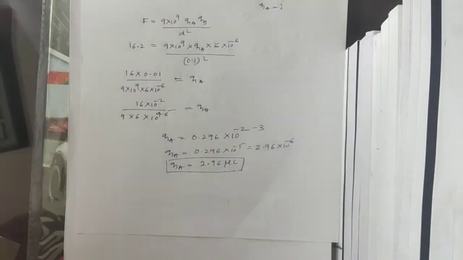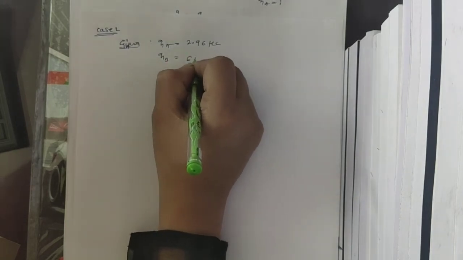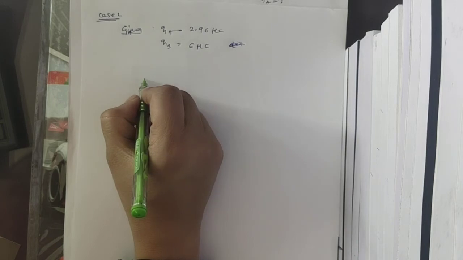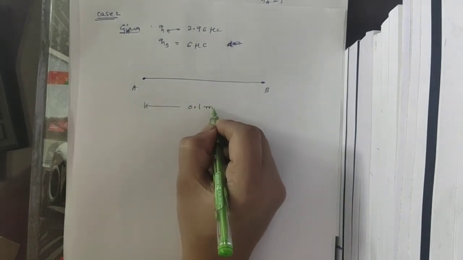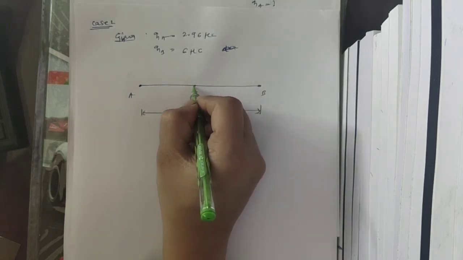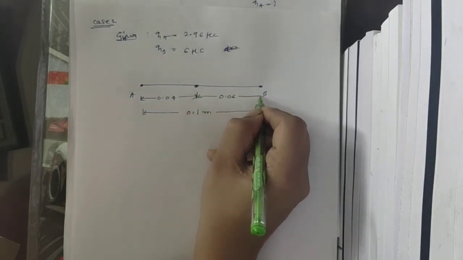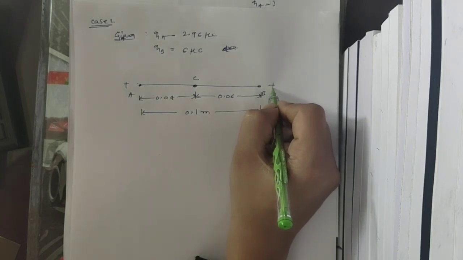Now case 2. So now we know, given, we know QA, that is 2.96 microcoulomb. QB they have given already, 6 microcoulomb. This is A, this is B, the distance between them is 0.1 meter in air. So another charge QC is placed here, that is 0.04 meter from A, then this will be 0.06. So here C, QA is also plus, QB is also plus, QC is also plus.